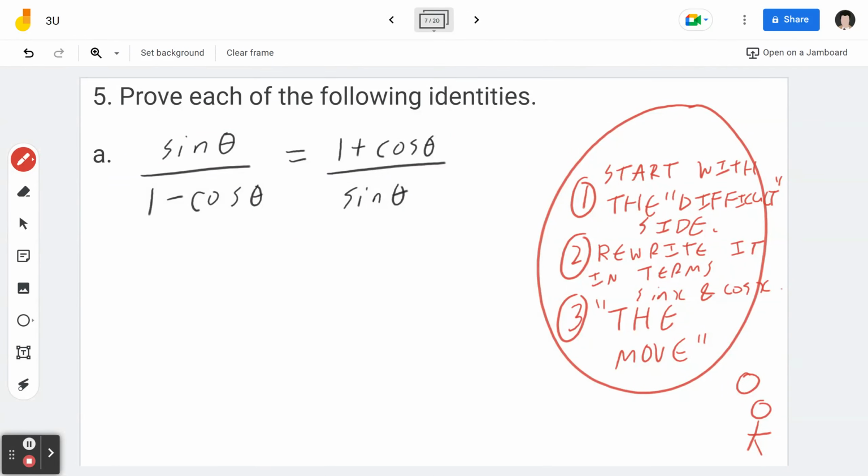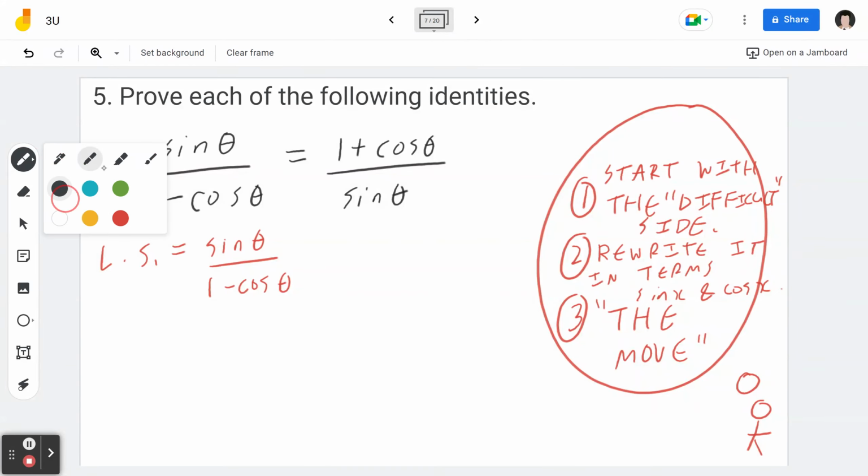All right, so here's how we do it. I'm starting with the left-hand side. Remember, you can start with the right. It doesn't really matter mathematically, but I'm picking the left-hand side. So I go back to the 3 steps, and I can check off step 1, start with the difficult side. I can even check off step 2. We write it in terms of sine and cosine. I did that already. So this is the most important part. I would like you to mentally lean forward.